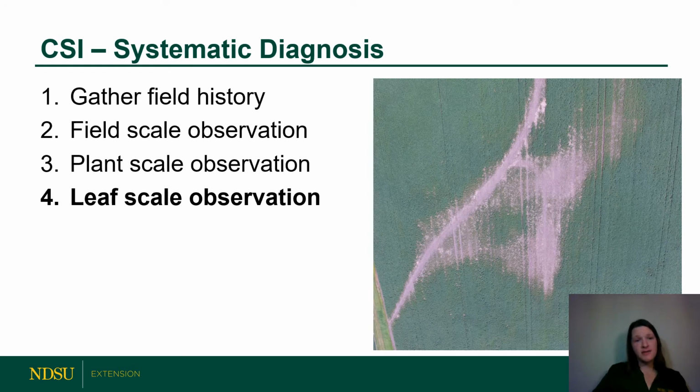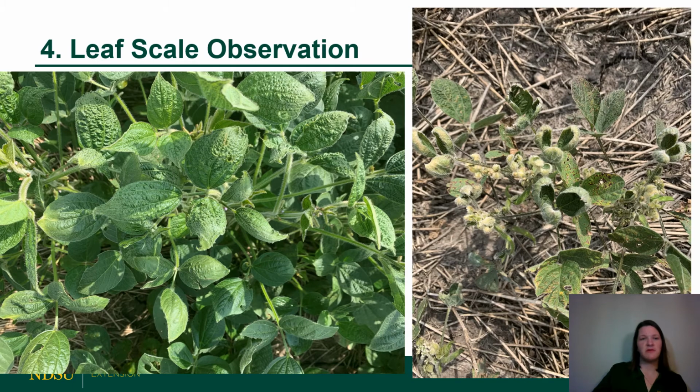Our next step in this observation is our leaf scale. So where is the distribution occurring on the plant? And now I'm going to specifically be looking at the leaves. We can see that these leaves almost look like they have blisters. They're malformed or deformed. There's kind of this drawstring effect here on the leaf tip.